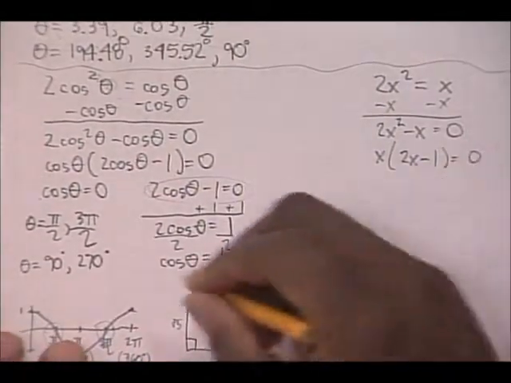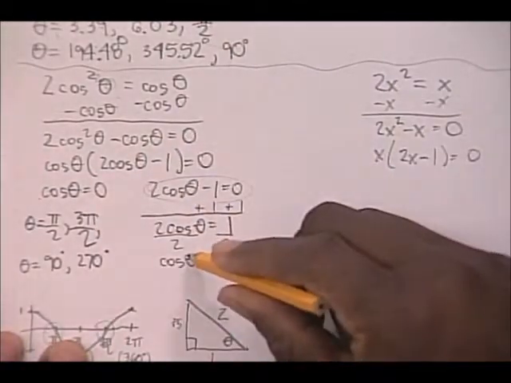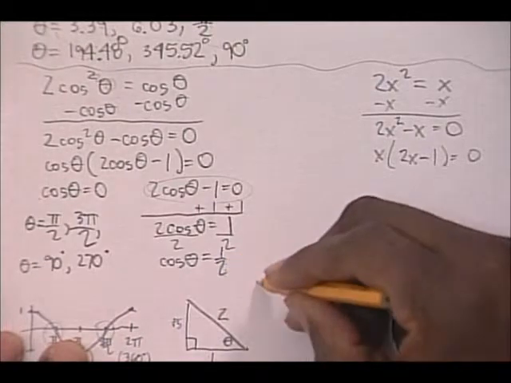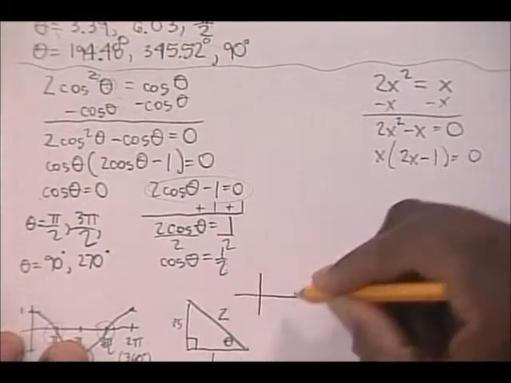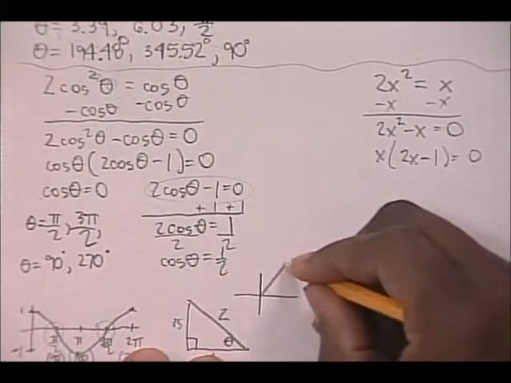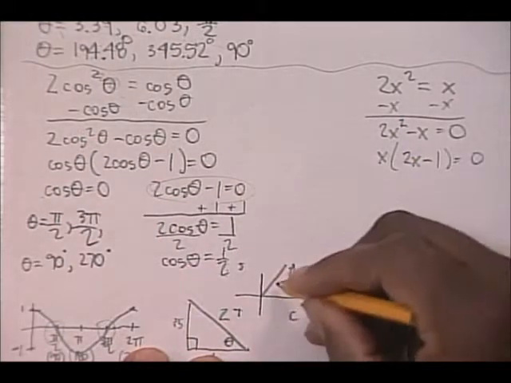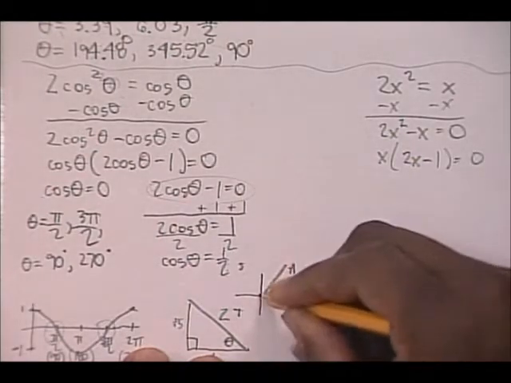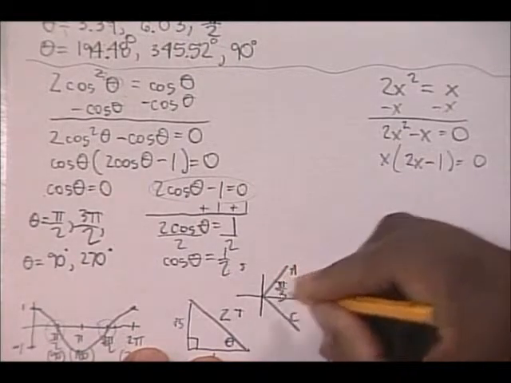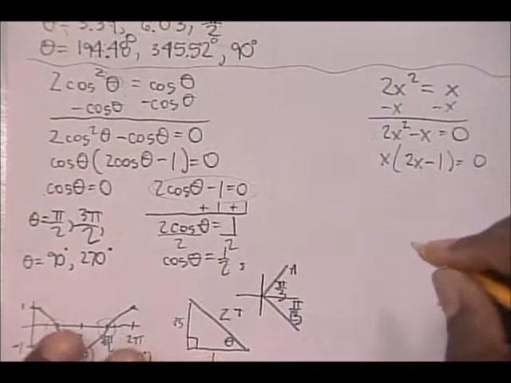All right, so other answers to this problem would be wherever the cosine is a positive half. You have to set up your coordinate axis. Cosine is positive in the first quadrant. Remember, all students take calculus. Cosine is positive in the first and fourth quadrant, and the reference angle would be pi over 3, or 60 degrees. It'd be pi over 3 there, pi over 3 there.